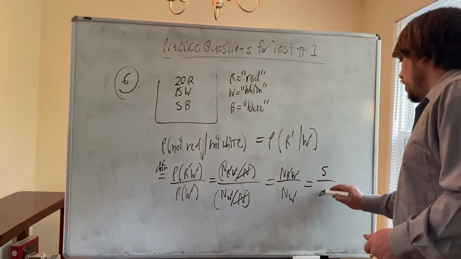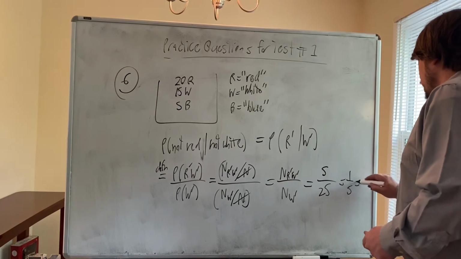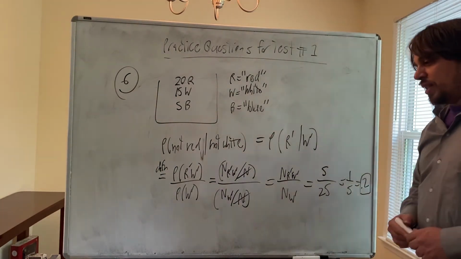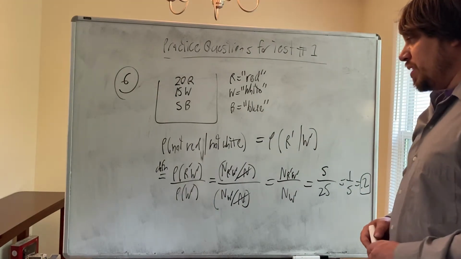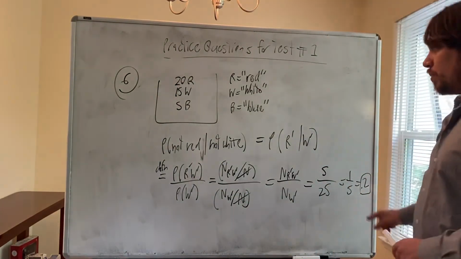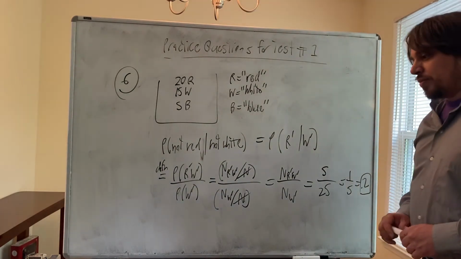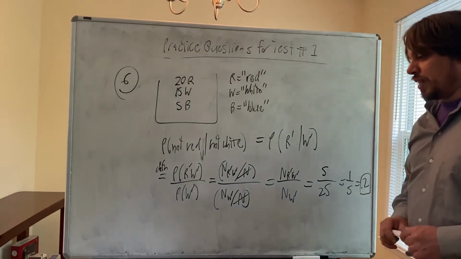That's 25. So you get 5 over 25, which is 1/5, and as a decimal, that's 0.2, because 1/5 is 2/10. That's 0.2 decimal. So the probability that it's not red given that it's not white is 0.2. That's number 6. Okay, so that's number 6.